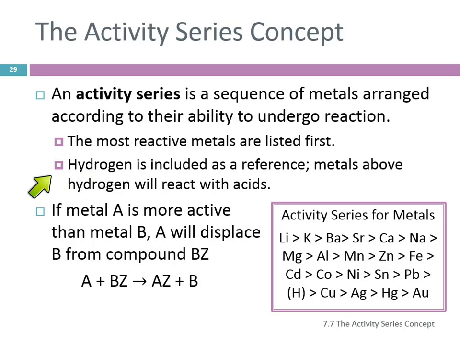Hydrogen is included only as a reference. And so the way this works is if metal A is more active than metal B, A will displace B from this compound. So this is where chemistry land party comes into play again. So here's metal A, guy A, and here's guy B, and here's the date, hot chick Z, right? And we want to predict who she is going to go home with.